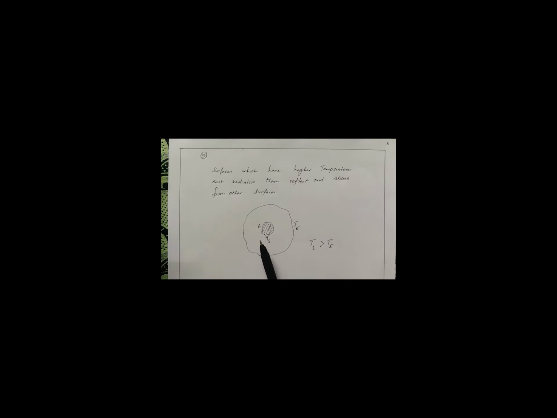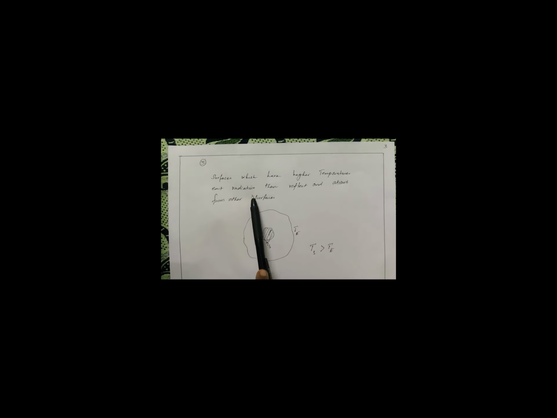We know that all bodies which are above absolute zero temperature will emit radiation, whether solid or liquid. Here we are dealing with one important characteristic of the surface. Surfaces which have higher temperatures emit more radiation than they absorb and reflect from other surfaces.